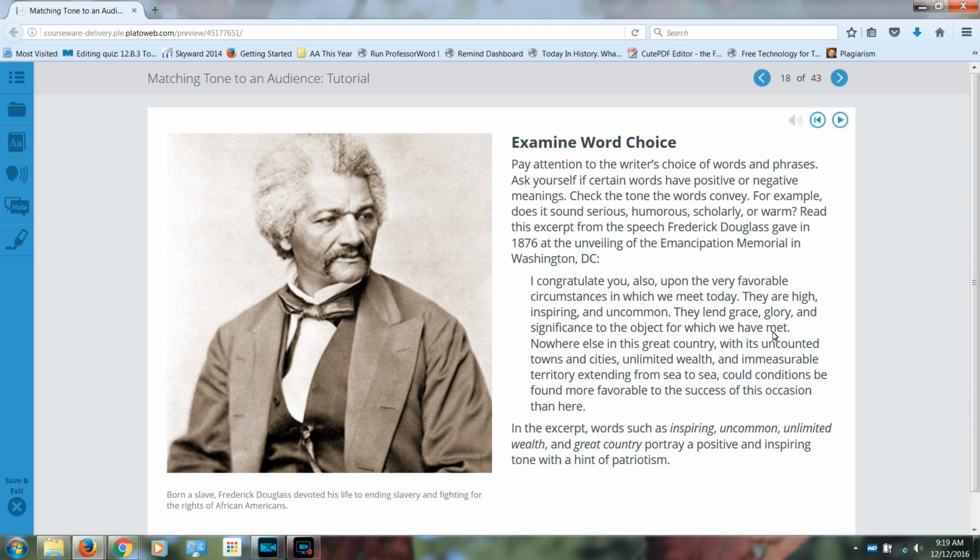So he's using what we could consider positive, inspiring words. Look at an item like grace. Grace is something very elegant. Glory, patriotic. So you have to break down the words. It's okay to take time when you're reading to highlight or underline key words and phrases. It will help you understand how the selection is written. Very, very important.